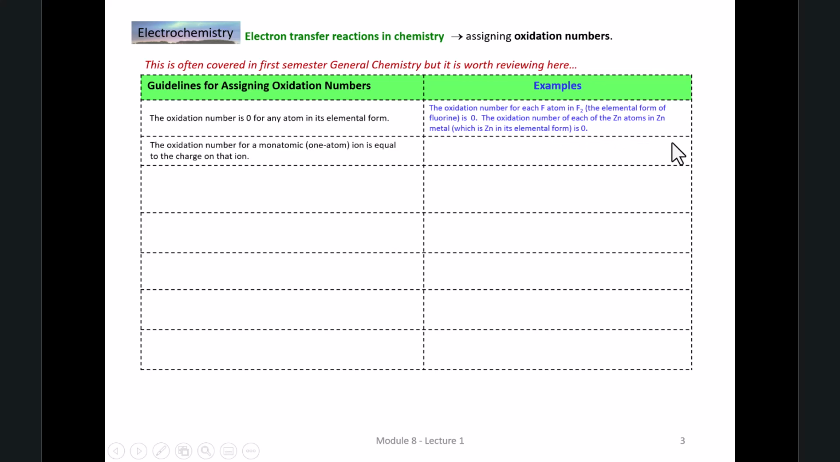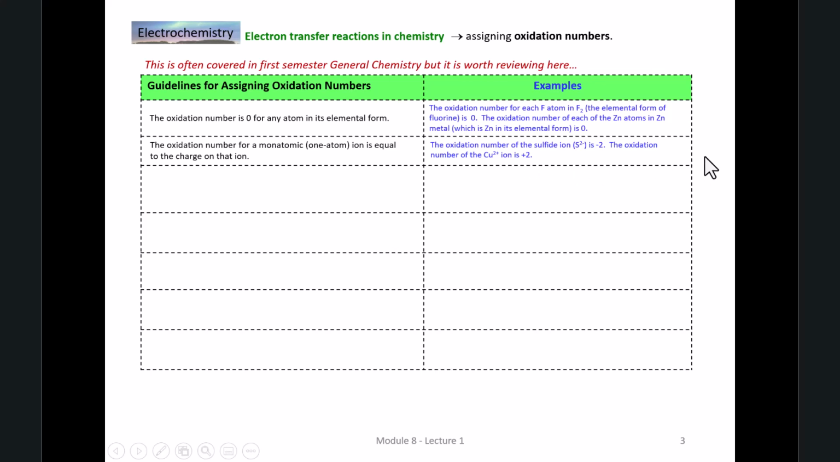The oxidation number for a monatomic, one-atomed ion is equal to the charge on that ion. This is easy to remember. One thing you need to recall is what a monatomic ion is. It's an ion that's made up of one atom. So sulfide ion, even though it has a 2- charge, is a monatomic ion. It's a one-atomed ion. So we say the oxidation number of the sulfide ion is -2. The oxidation number of the copper 2+ ion is +2.